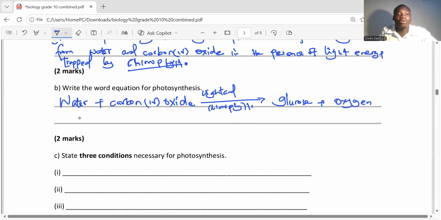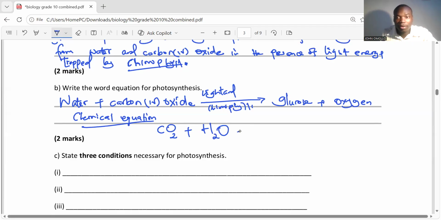So that is the word equation. If suppose they ask you chemical equation, because you are now in grade 10, chemical equation for the process, carbon dioxide plus water will give us glucose plus oxygen. So you can balance the equation in your own way.